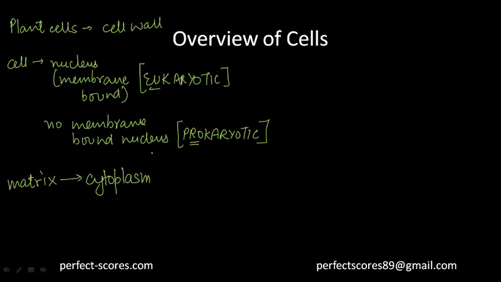So in the cell, you have the cytoplasm, which is the matrix, and the nucleus, and lots of other kinds of organelles, or lots of other intercellular structures are present. Now besides the nucleus, the eukaryotic cells also have organelles which perform various functions. For example, endoplasmic reticulum, mitochondria, lysosomes, all these. The prokaryotic cells do not have any such organelles.